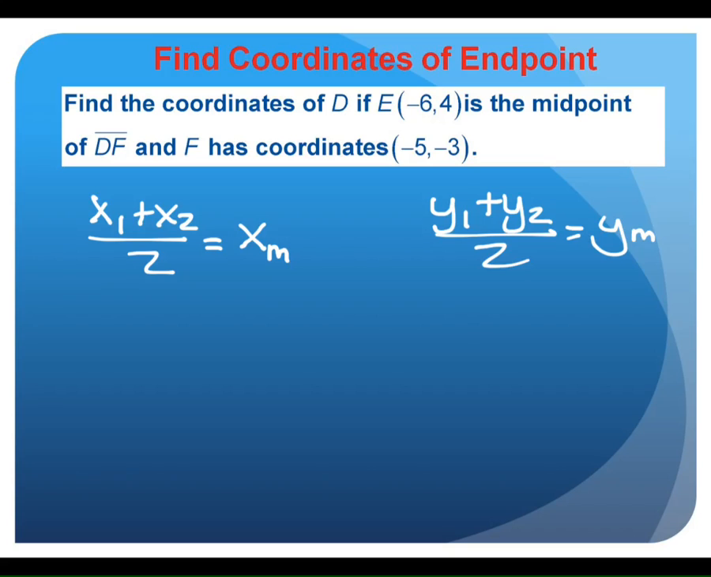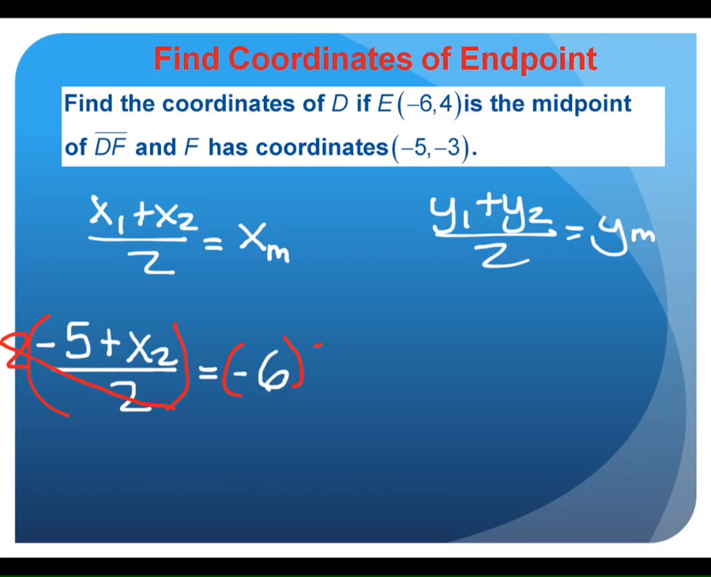So let's do that. I'm going to plug in the x value of one endpoint, plus I'm missing the other endpoint, so I'll leave that. And whatever this number is, it has got to be divided by 2 and has got to be equal to -6, the x-coordinate of the midpoint. So we need to solve this equation for x sub 2. Well, I need to get rid of this division by 2. What's the opposite of dividing something by 2? Multiplying. So if I multiply all of this by 2, those 2's will cancel. That means I need to multiply this side by 2. So I'm left with -5 plus x sub 2 equals -12.